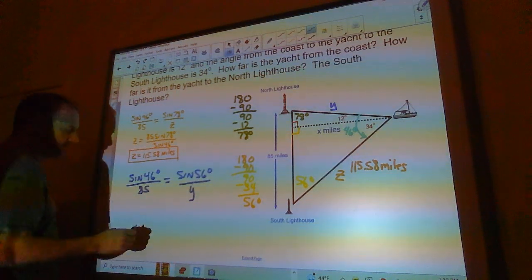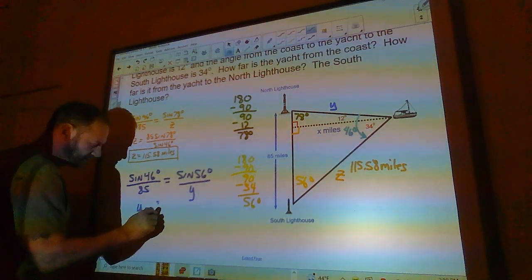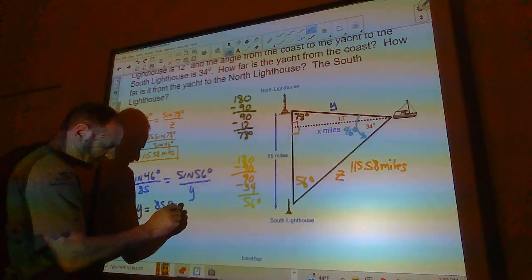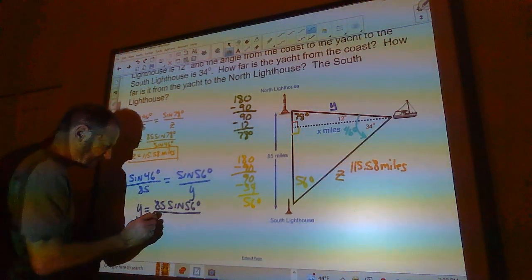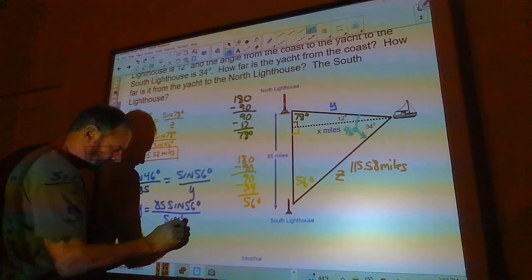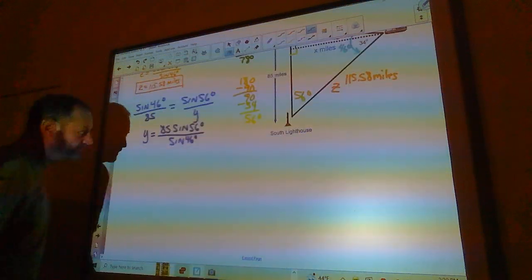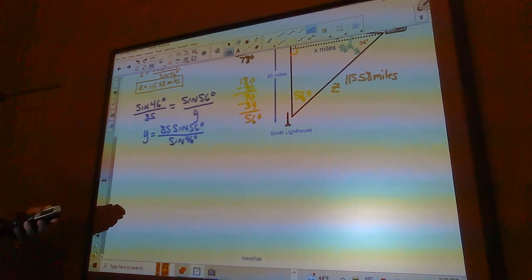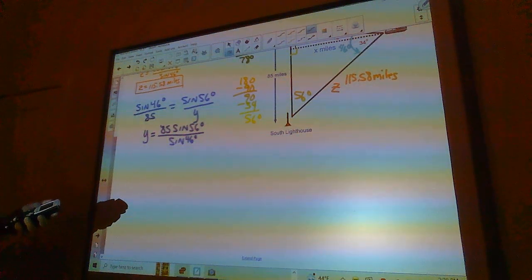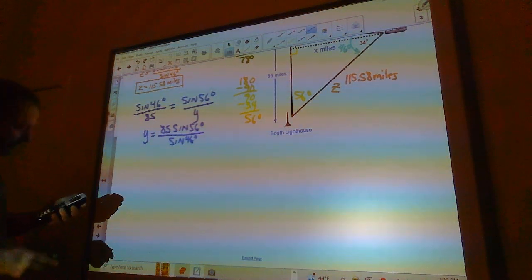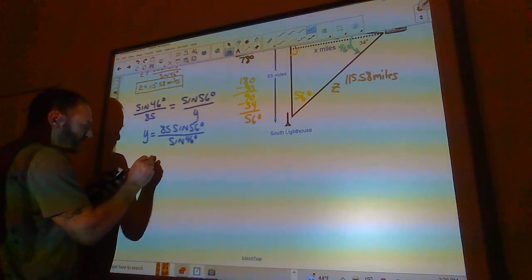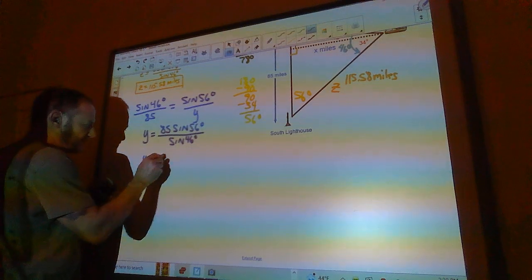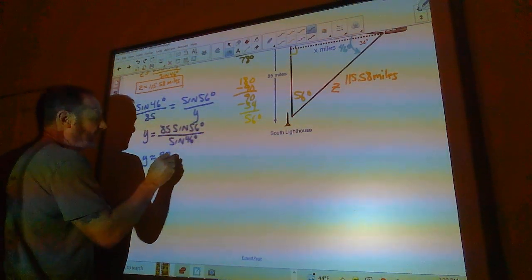Now that tells me y is going to be 85 times the sine of 56 degrees divided by the sine of 46 degrees. 85 sine 56 divided by sine 46. Okay, so y is approximately 97.96 miles.